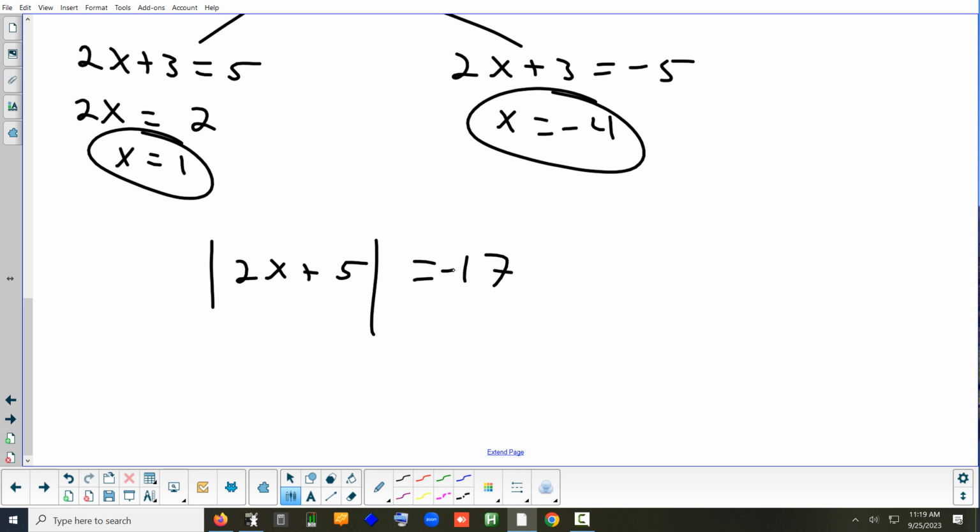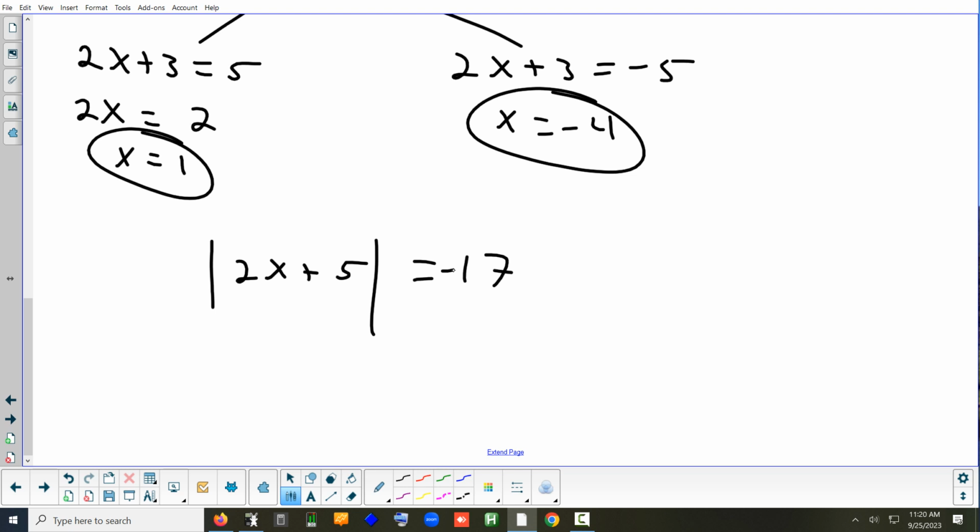Yeah? That's not possible for an equation. Why not? It's ready to split, right? Because the absolute value is by itself, so why don't I just split it up? Yeah, but you can't have the absolute value be equal to a negative, because absolute value is meant to always equal positive. There's no change. Right.